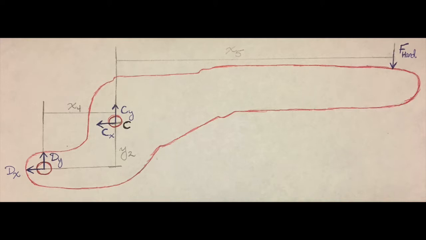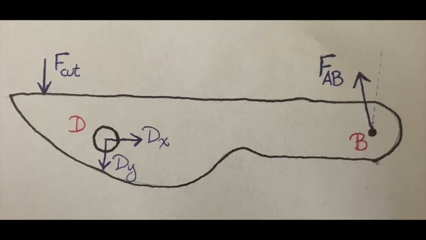Notice that the internal forces at pin joint C cancel out with the corresponding forces acting at C on the bottom handle. The diagram for the blade looks like this. The internal forces at pin joint D cancel with those acting on the top handle.